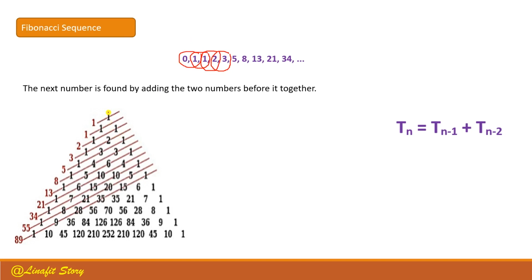So we can draw this triangle. Start with 1. Then we will draw the triangle. And then the triangle is getting bigger. 1 plus 1 is 2. The triangle is bigger. 1 plus 2 is 3. 2 plus 1 is 3.